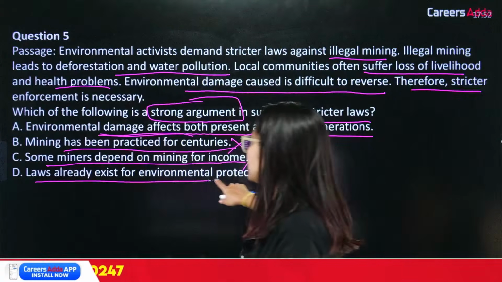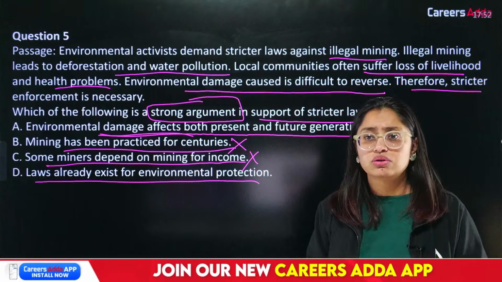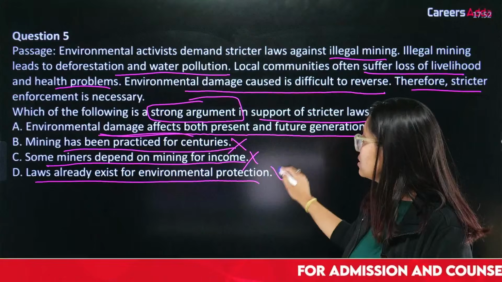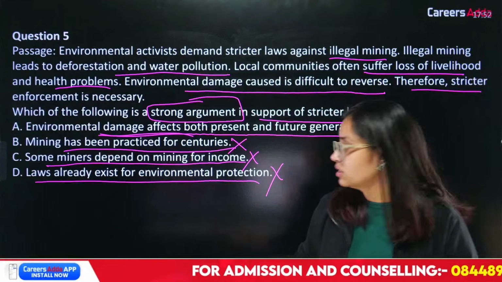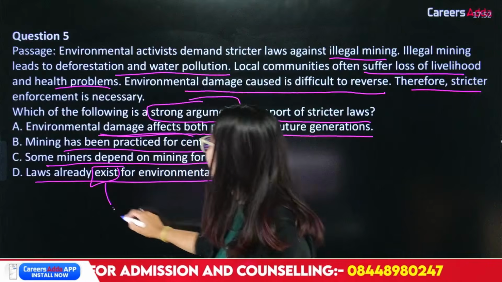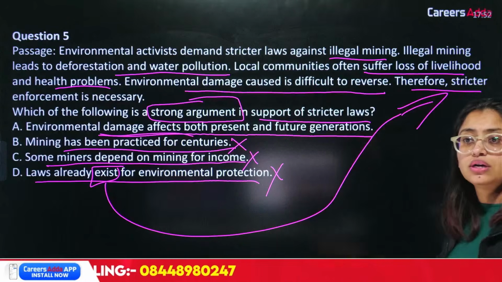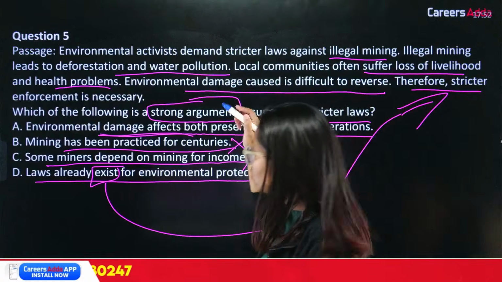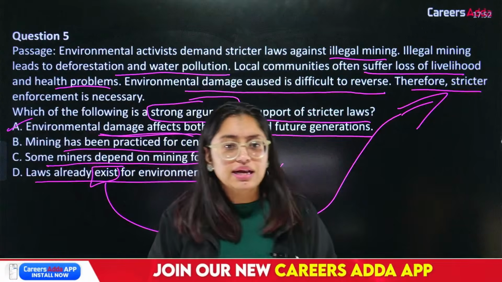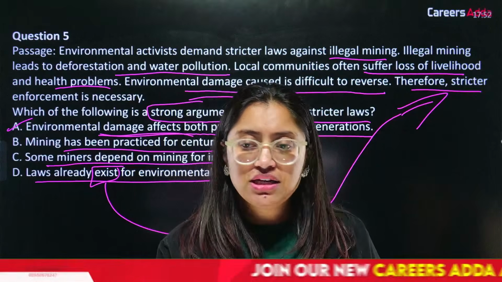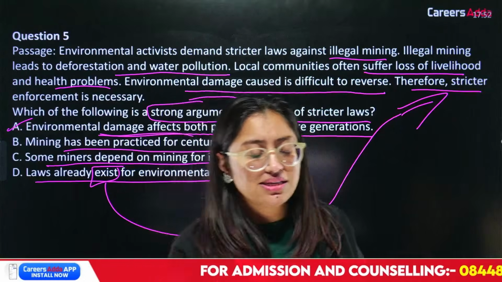Laws already exist for environmental protection, and still it is not helping us, which means I need stricter laws. If they exist, I would want what? The stricter ones to follow. It should be more strict, right? So option A is going to be the correct answer. Okay, fine. Option A is correct.